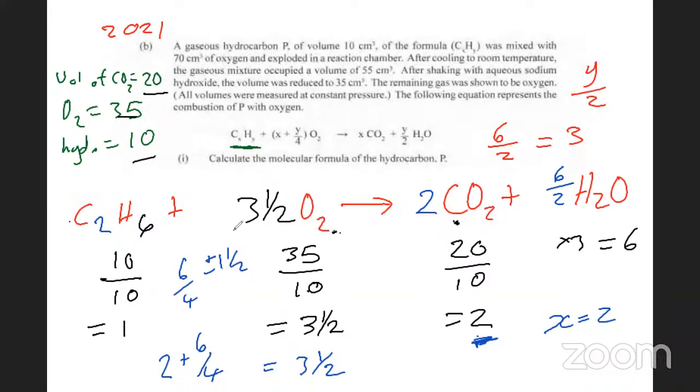So 2 plus 1.5 is the same as 3.5. So 2 plus 6 over 4 is the same as 3.5. So in my equation, where I have 3.5, it will be 2 plus 6 divided by 4. Okay. So that is how you would write this type of question involving volume of gas.